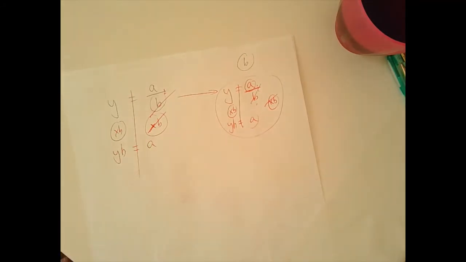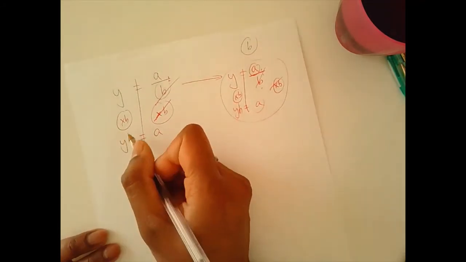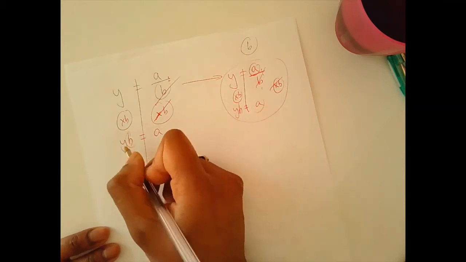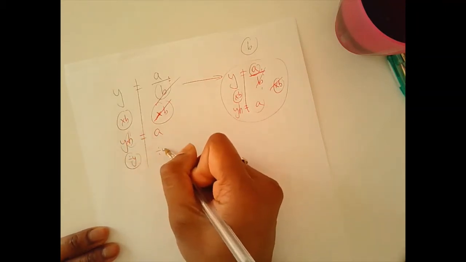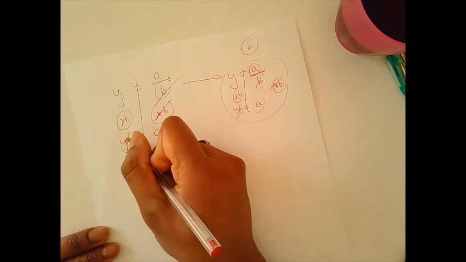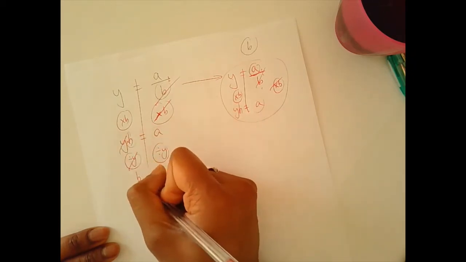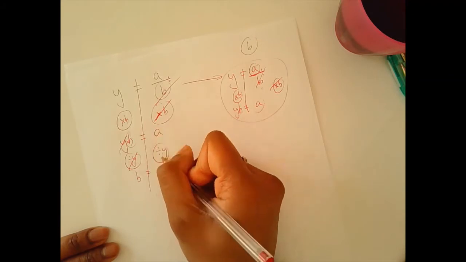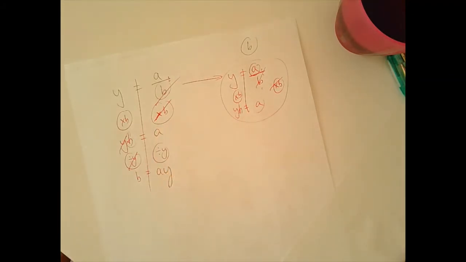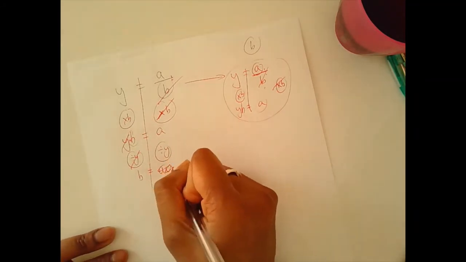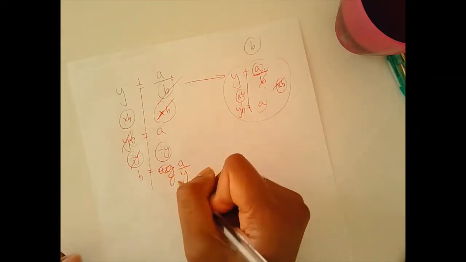Same thing. But now remember I want b on its own. So to get rid of times by y, you divide by y. What you've done this side, do on the other side. So you're left with b on its own, and it's a divided by y.